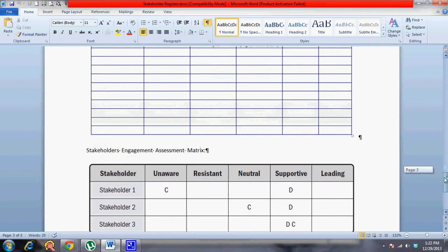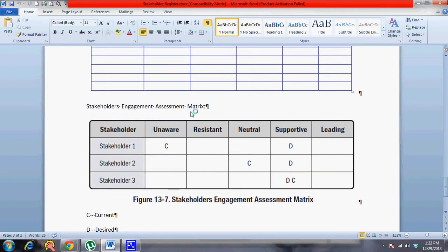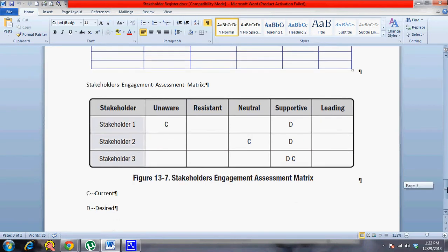Then here is the stakeholder engagement assessment matrix. This is useful mainly to understand the current and the desired levels of engagement, because that is one of the important criteria of the stakeholder management plan, to see what is the current engagement level, what is the desired engagement level, and what is the strategy to move from the current to the desired. See, for example, if you want to make them supportive and they are currently resistant, you will have to have a strategy in place on how to get them to that level. So that is what the stakeholder engagement assessment matrix is all about.